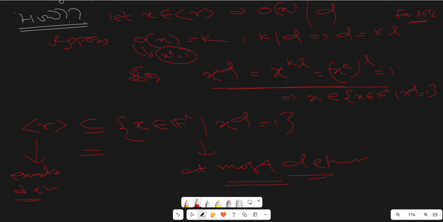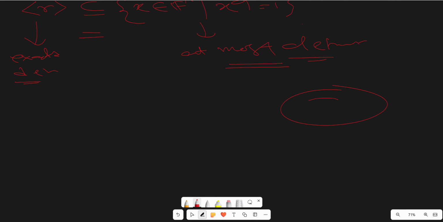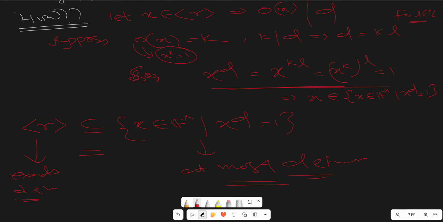See, two sets here, one is contained in another. This has exactly d elements and this set has at most d elements. So can't you see they are equal? This and this have to be equal, right? There is no other choice in your hand, because this has exactly d elements, this has at most d elements, and this is contained in here.